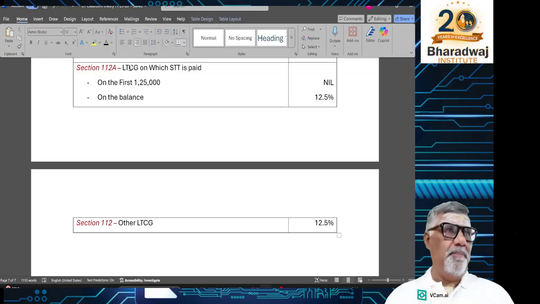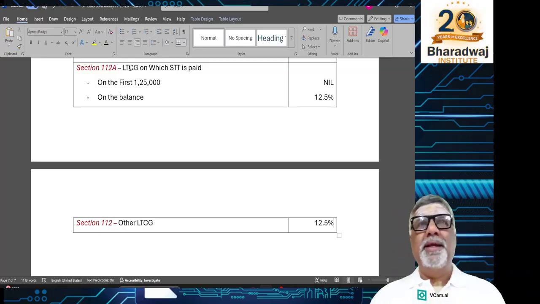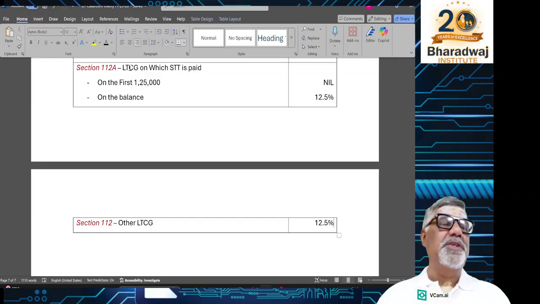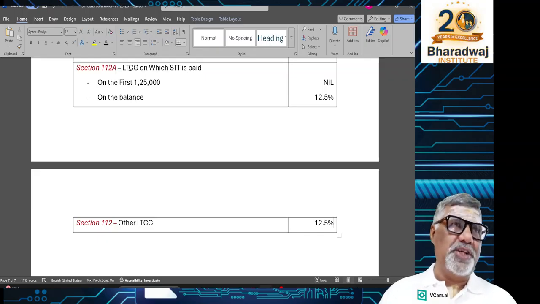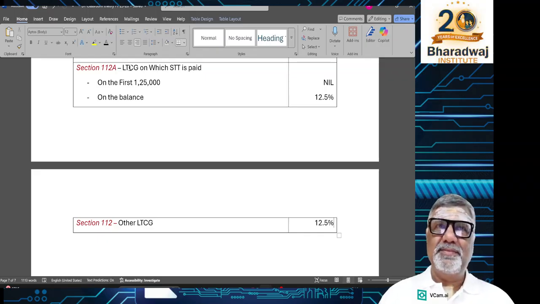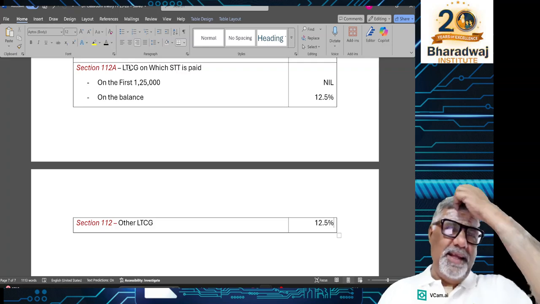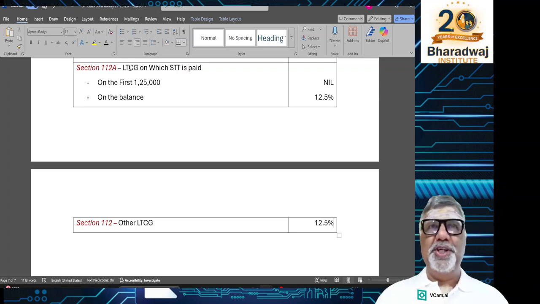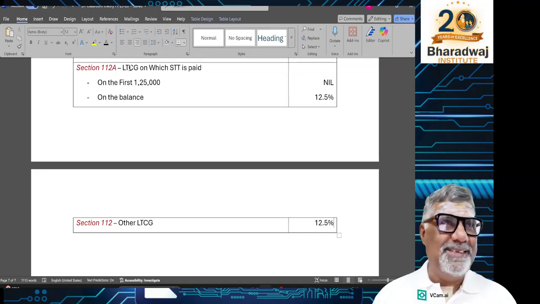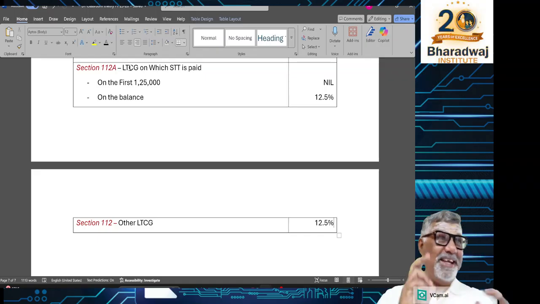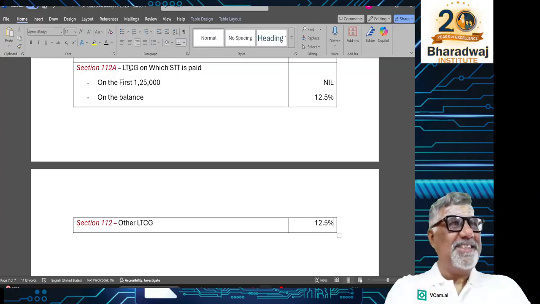So what happened? On 23rd July, the finance minister announced that she is reducing the rate of taxation to 12.5% and removing the benefit of indexation. And then the industry went into huge issues. And then she said, I will reinstate indexation, which happened in a very interesting manner.